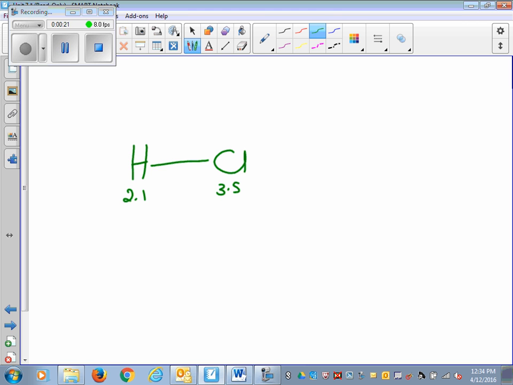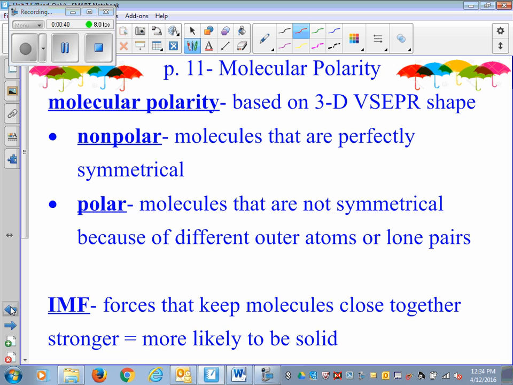Is the difference greater than 0.5? Equal or greater than 0.5 is polar. So I said this bond is polar, this is partial negative, this is partial positive. That's what is called molecular polarity. The molecule is polar because it has a positive pole and a negative pole. Based on this, we will talk about molecular polarity in terms of shape as well.